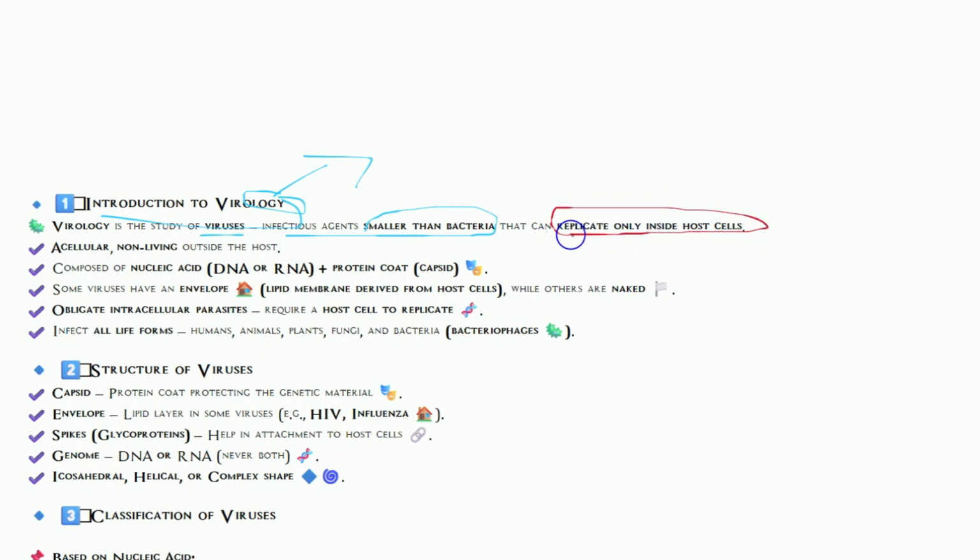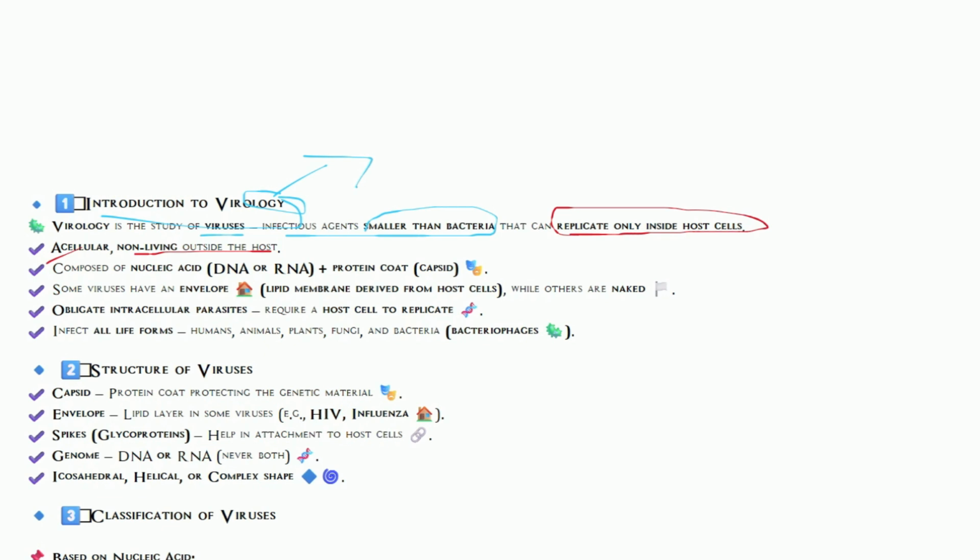One of the important things is that when we are culturing bacteria, we can cultivate them in an artificial medium like nutrient agar or blood agar. But for viruses, we must have a host cell or a living cell so that the virus can replicate on it. So this is a very important thing about viruses. They're acellular, non-living outside the host.